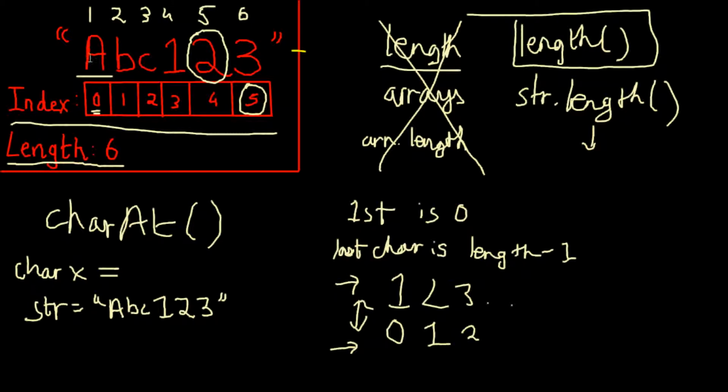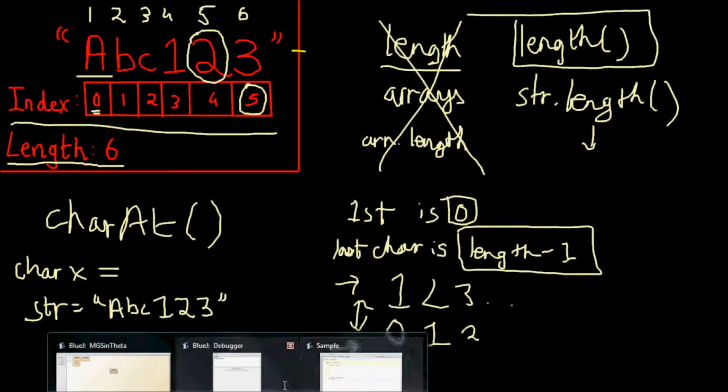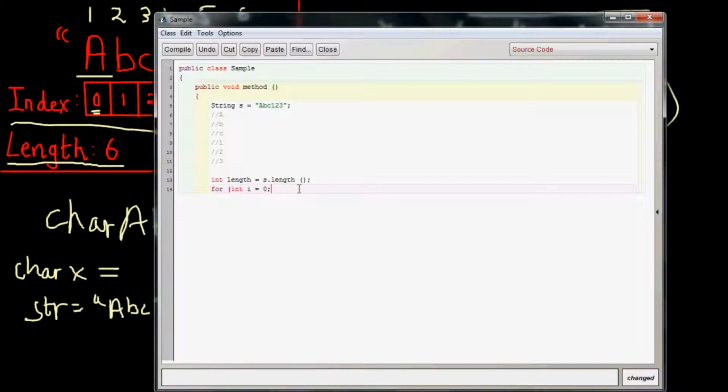In other words, you need to go always from 0 to length minus 1, because that's the last character. Your first character is 0. So you need to include length minus 1. You don't need to include length. Okay, so our for loop will go from 0 to less than or equal to length minus 1, i++.